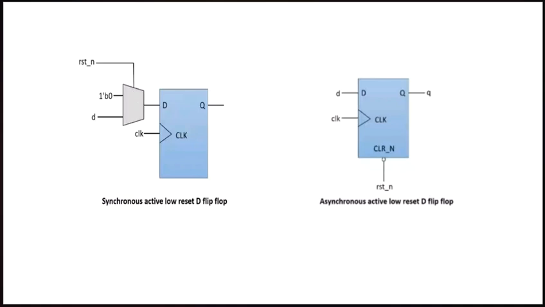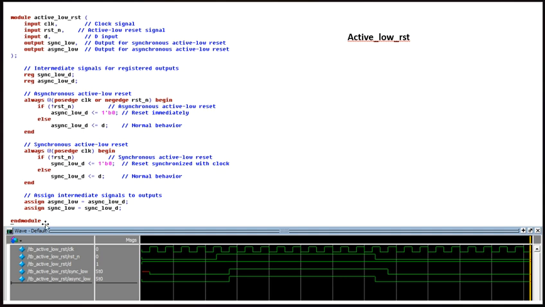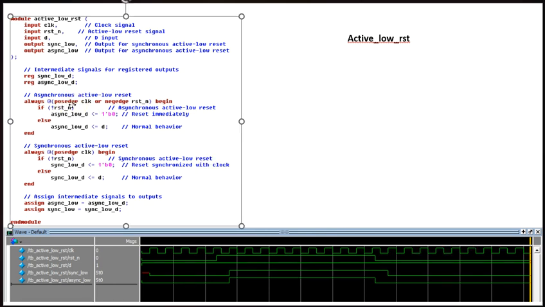So if we go to the syntax for synchronous and asynchronous active low reset, this is the syntax for asynchronous active low reset. In the sensitivity list we have to give posedge of clock or negedge of reset, then it is called asynchronous active low reset. And for synchronous active low reset, it is posedge of clock only, not of reset. If this syntax is there, then this is called synchronous active low reset. And whenever the other syntax is there, then this is called asynchronous active low reset.